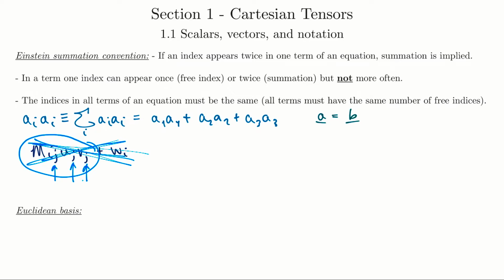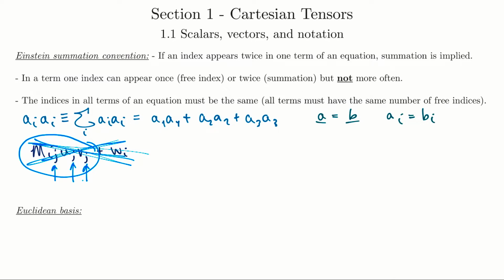Okay, so if I want to say that the vector A is equal to the vector B, I can write it that way in vector notation, or in index notation, I could write A_i equals B_i. And so to check our third rule, the indices in all terms must be the same. So they are the same, right? The A_i and the B_i both have an i index, and they both have the same number of free indices. So the i matches the i.